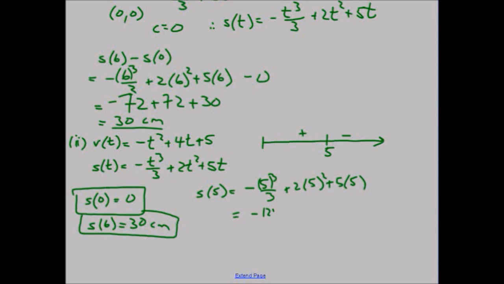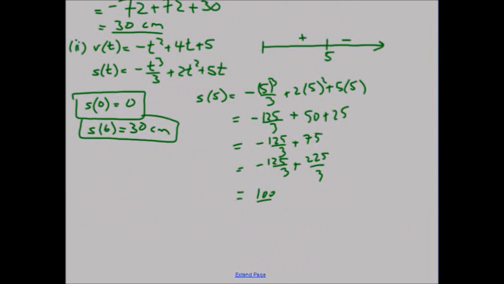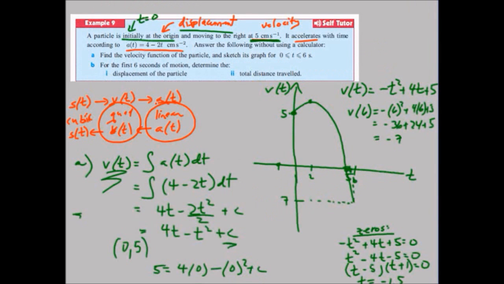So negative 125 over 3 plus 50 plus 25. Negative 125 over 3 plus 75. 75 times 3 is 225. So 100 over 3, or 33 1/3 centimeters. All right, next step, draw a motion diagram.